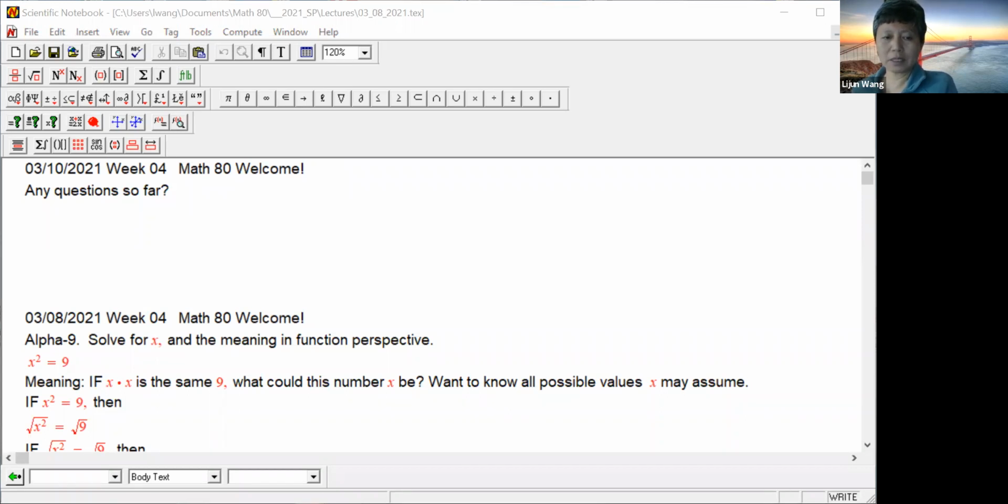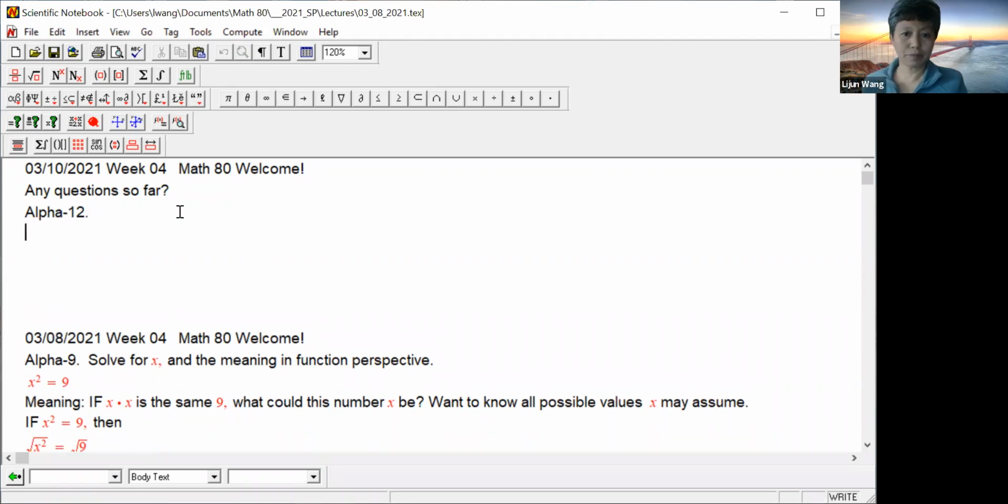For 11A, B, C, D, I think we have a couple sets of questions, but you're only required to do A. It's optional to do B, C. So let's move on to alpha 12.